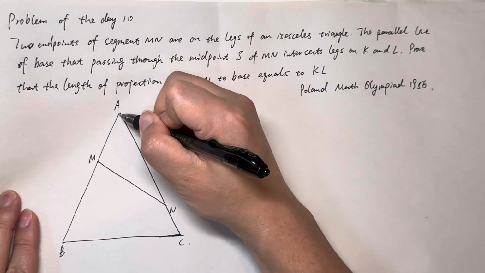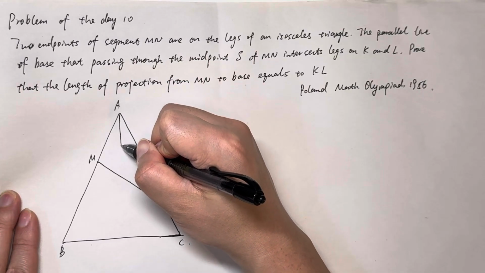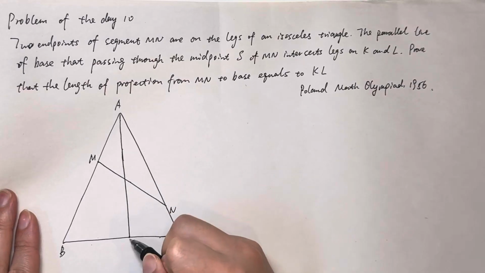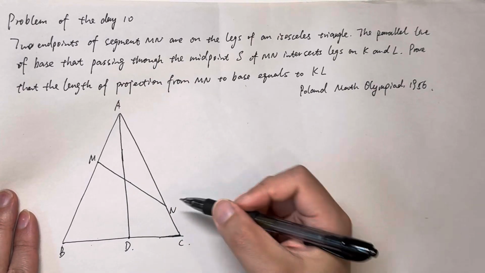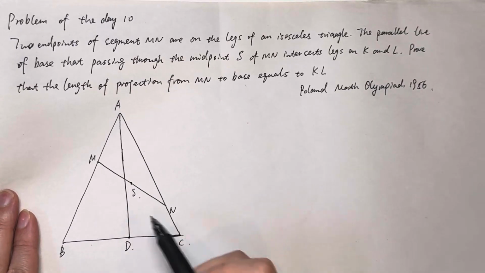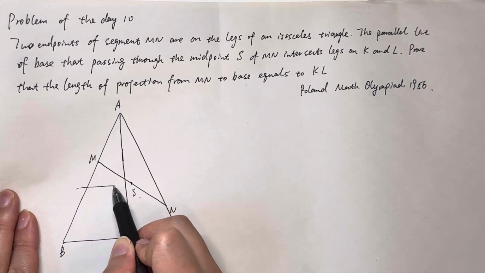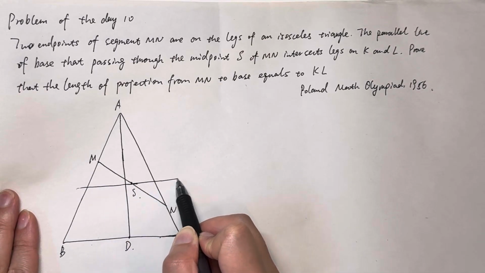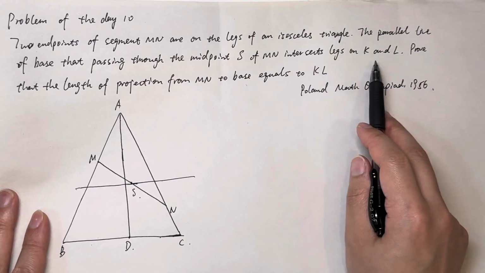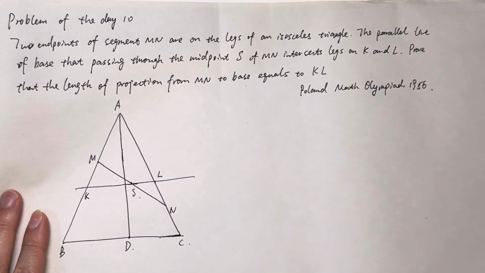Because this ABC is an isosceles triangle, I'm trying to find the midpoint of the base first. Let's call it D here. And we want to find the midpoint of MN, call it S here. And a line parallel with the base that passes through S. This line intersects the legs at K and L. This is K, this is L.